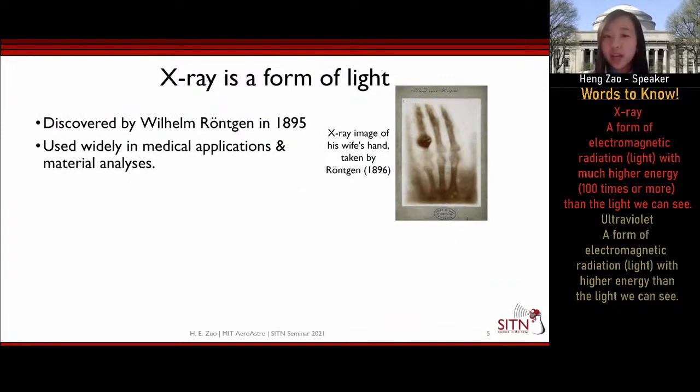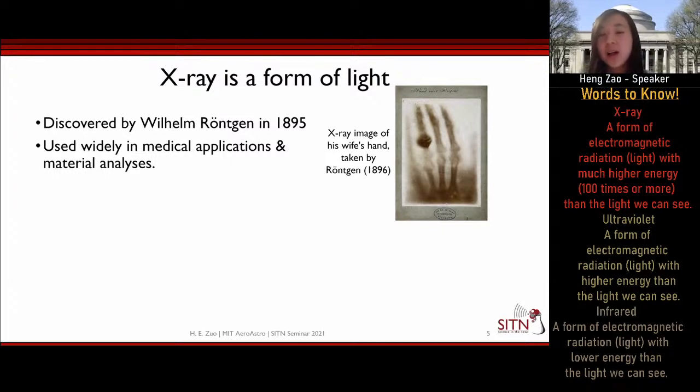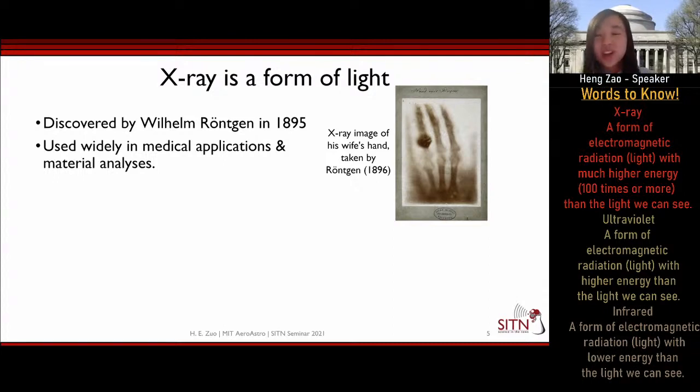We didn't know about that until 1895, a little more than 100 years ago. It was discovered by accident by a German scientist, Röntgen. He took the first X-ray image ever, of his wife's hand. You can see the bones.